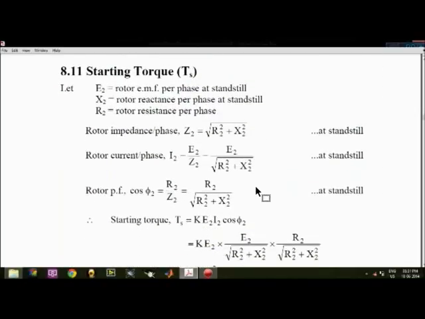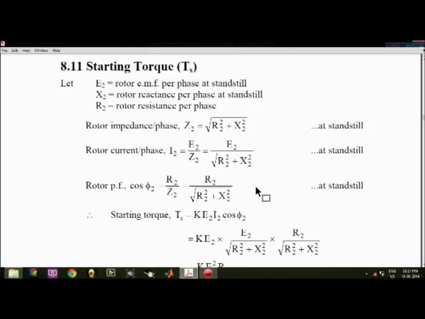Now this is a very important thing, that is the starting torque. These three terms are well known to you. We have read them previously: X2, E2 and R2. So we can express them as rotor impedance per phase, that is Z2. Now we are considering everything at standstill condition, that is starting torque. When the starting torque is given, we consider it as standstill. This rotor impedance per phase is given as Z2 equals square root of R2 square plus X2 square, and rotor current per phase is given as I2 equals E2 by Z2, where Z2 can be written as square root of R2 square plus X2 square. Similarly we get the power factor.